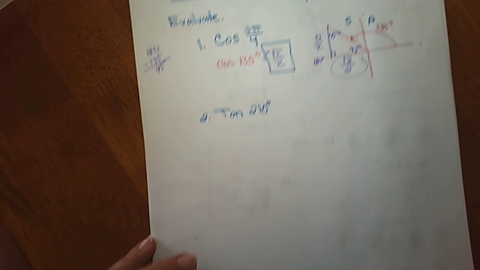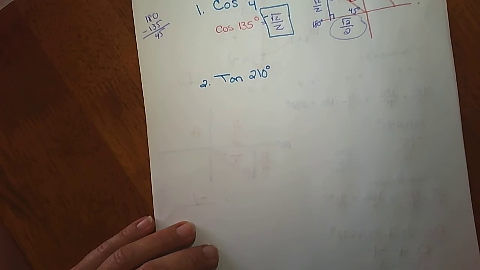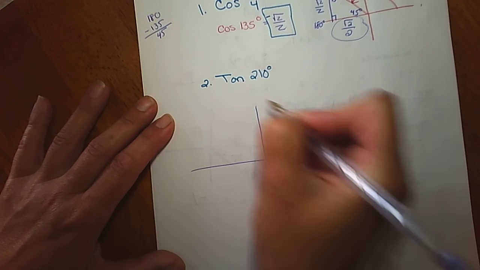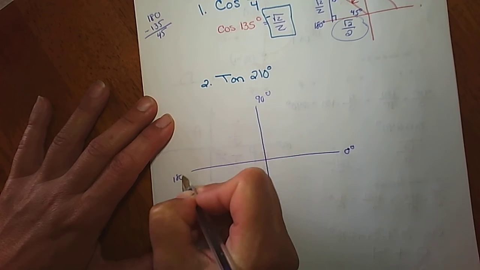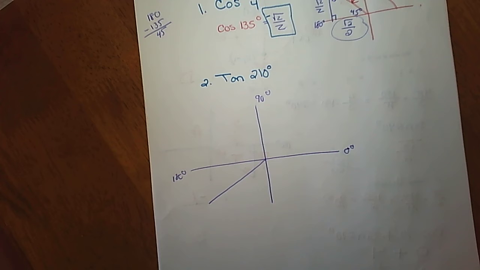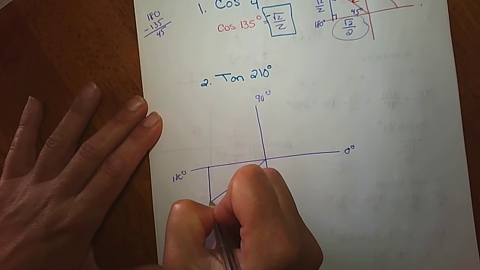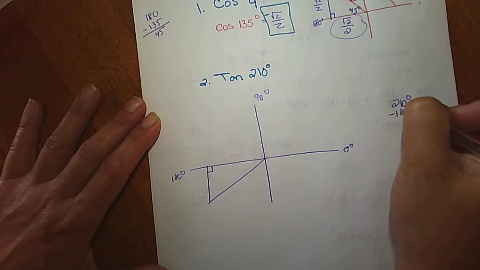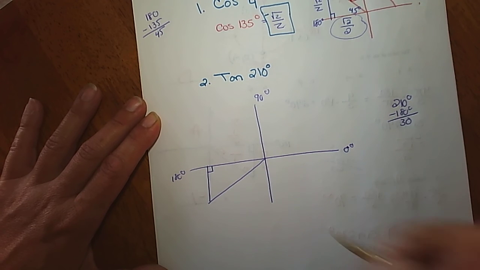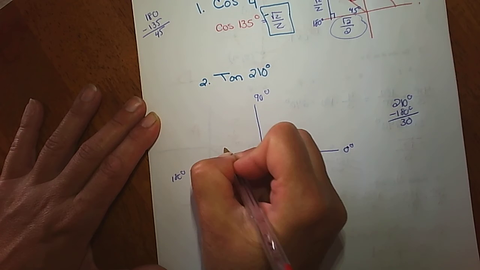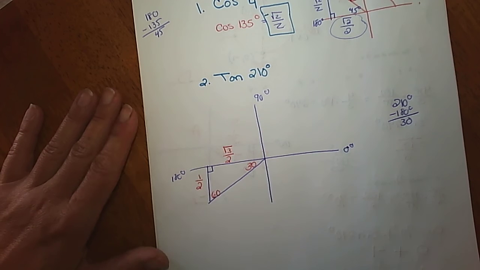All right, the second one. We're going to graph tan 210 degrees. So again, 0, 90, 180. So 210 is going to be somewhere here in the third quadrant. I'm going to draw my triangle, right? So if I do 210 minus 180, I get 30. So that means I'm going to make the reference angle 30. This will be 60. Across from 30 is a half. Across from 60 is radical 3 over 2.